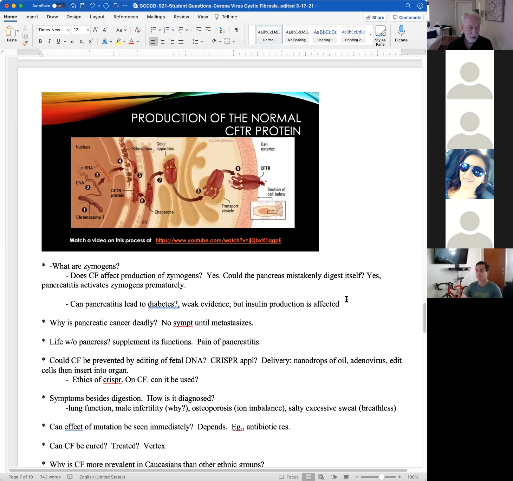There were a couple of questions about can a person live without a pancreas? And the answer is yes, but the only way they can do that is if they supplement the pancreas functions in their diet. So in other words, take dietary supplements that contain the hormones and the digestive enzymes that the pancreas would normally produce.